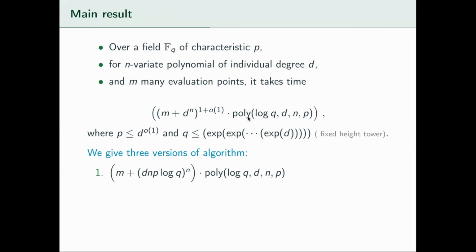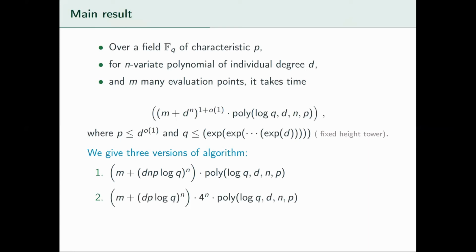Note that when n, p, and log q are of some order of d or something like that, that will cause a problem, because then making this algorithm nearly linear in the input size won't be possible. That's why we are saying that n, p, and log q are strictly less than d to the power little o of 1. Then the complexity of algorithm 1 is nearly linear in the input size. That's why these constants are coming.